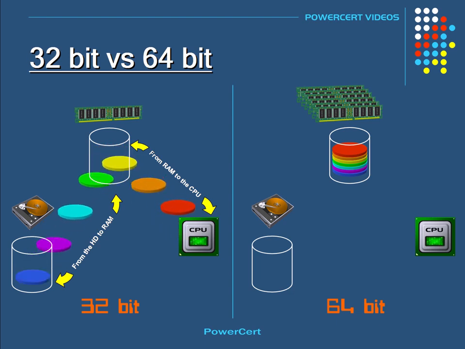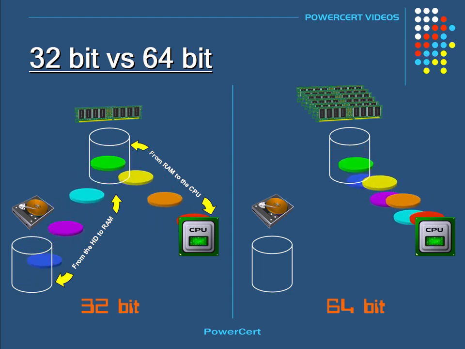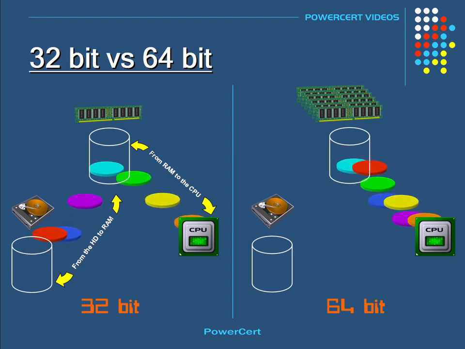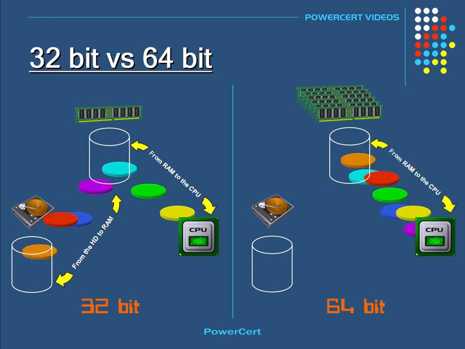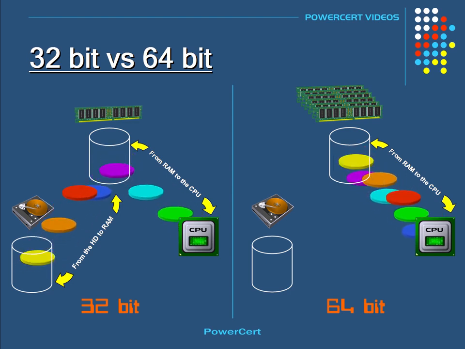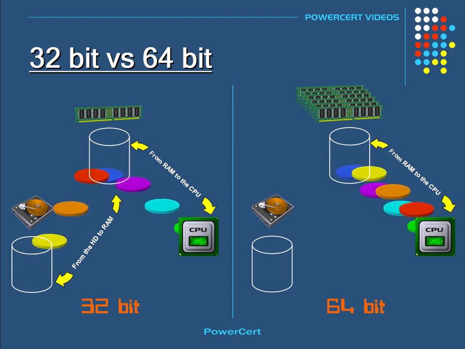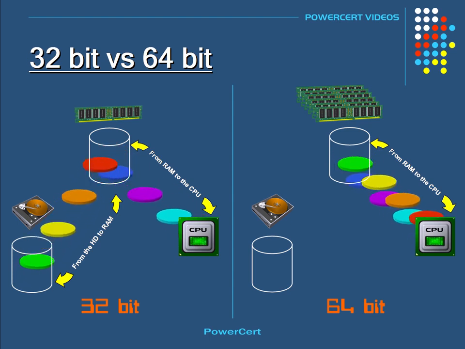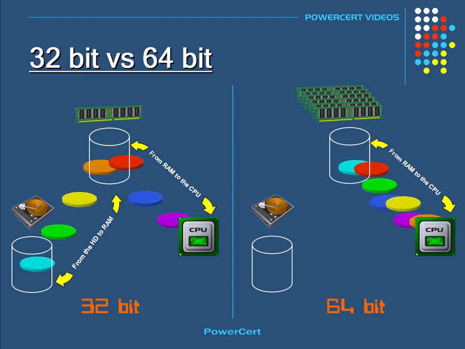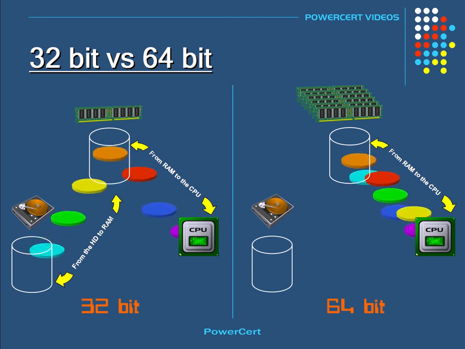But a 64-bit system is able to address a lot more memory than 4 gigabytes, which means that more data can be stored in the faster RAM than on a slower hard drive. And because it can store more data in RAM, the computer is able to run a lot faster. So in a nutshell, this is why a 64-bit system is faster than a 32-bit system.